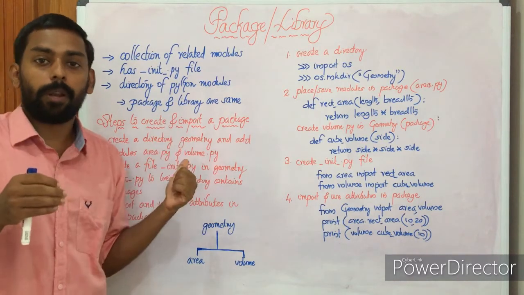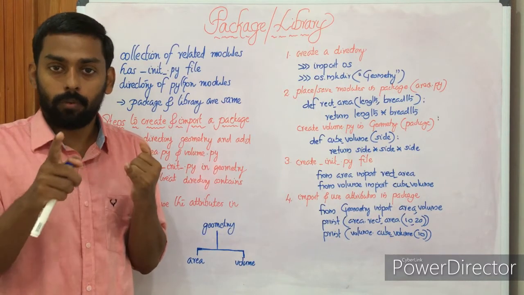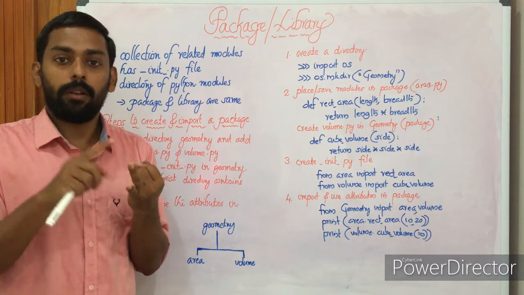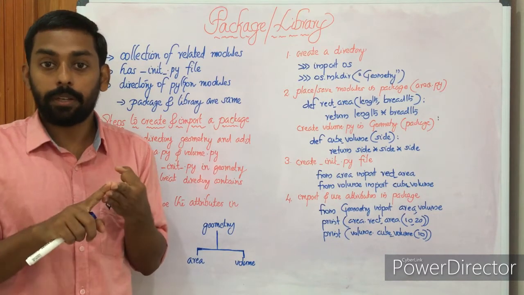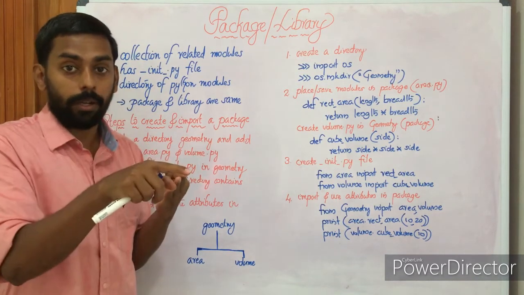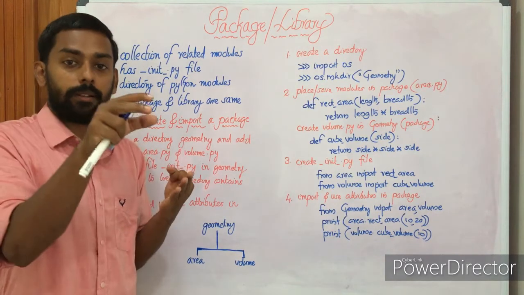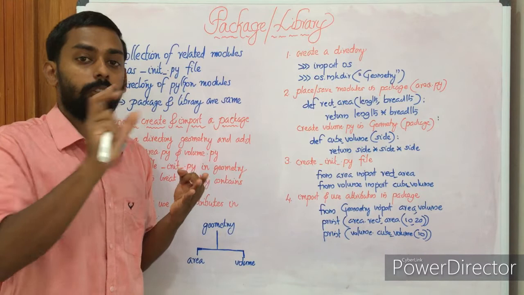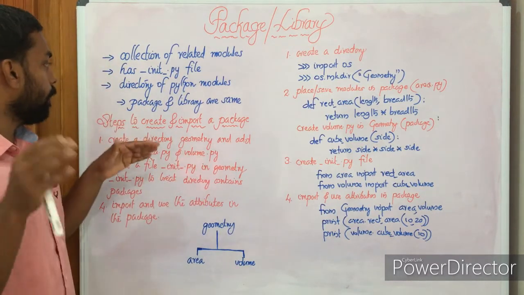And in this program, the steps: first we have created a package called geometry. Then we have defined two modules, area and volume. Then we have included area and volume in geometry by creating a file called init.py, and saved that init.py file in geometry. Then accessing the attributes. So these are the steps to be included.